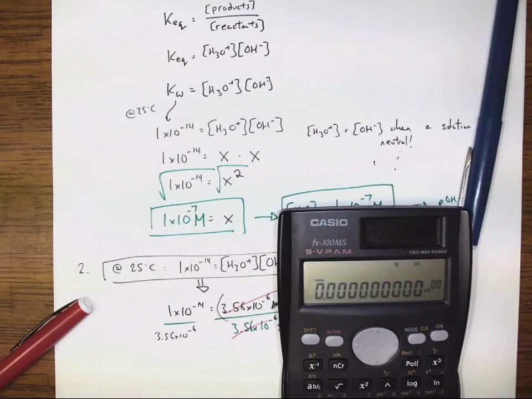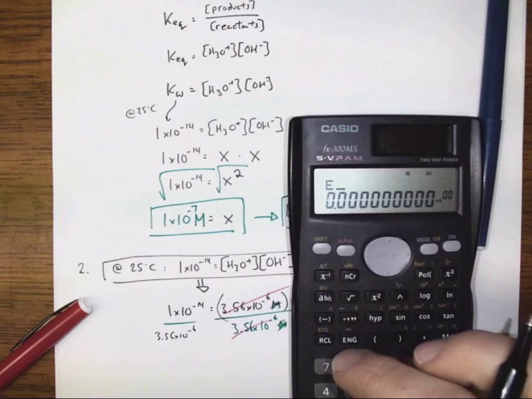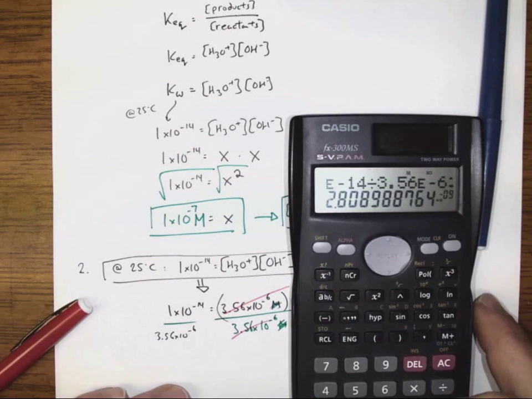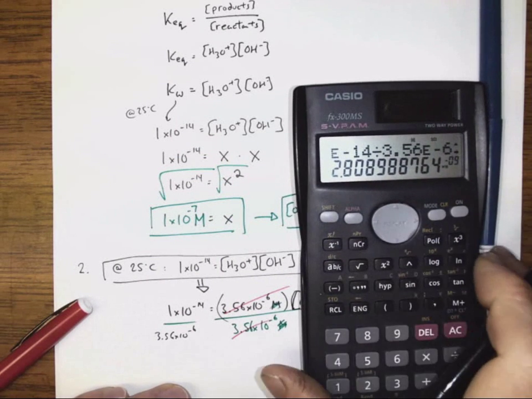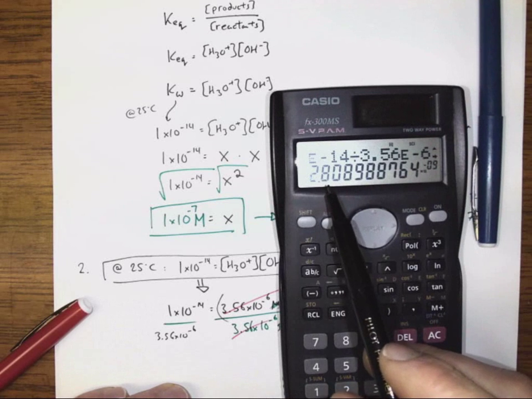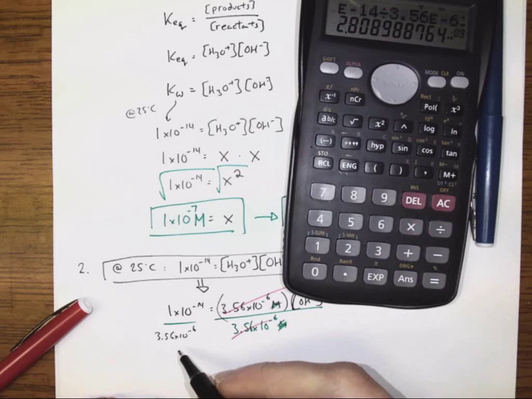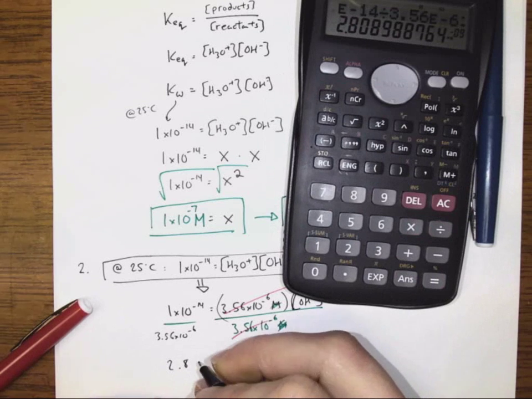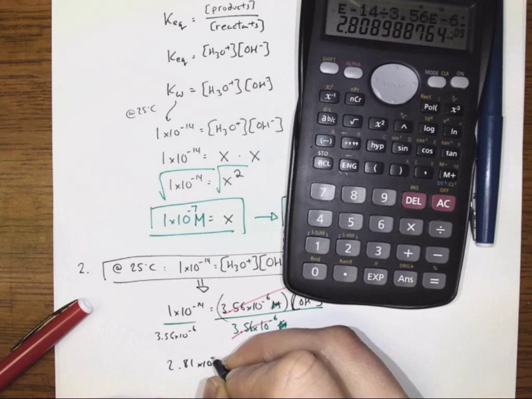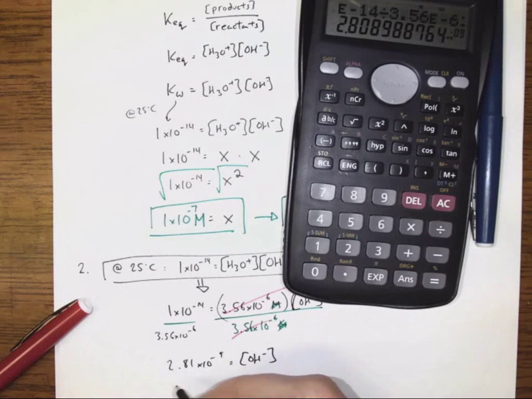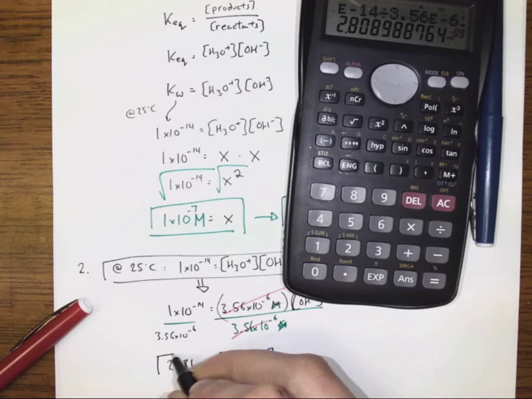Now with scientific notation. Exponent, negative 14, divided by 3.56 times 10 to the negative 6. I get 2.8. It did round really poorly, actually. 2.8 times 10 to the negative 9. And that's equal to the hydroxide concentration, in moles for every liter.